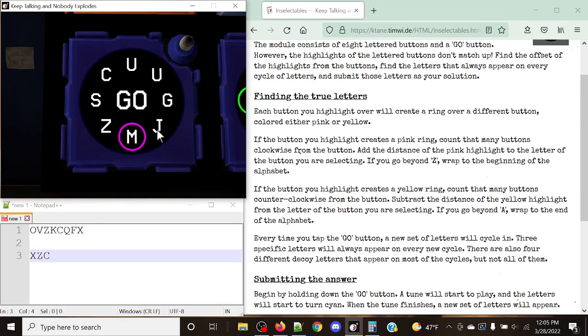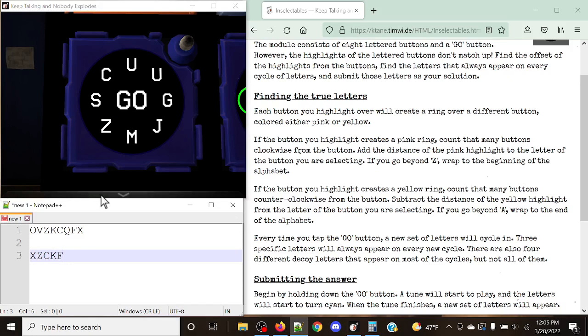Next up, Juliet. Juliet is 1 space clockwise from the ring, so it's going to be adding 1 to Juliet, which is going to be a Kilo. Kilo was present in our previous sequence. Mike is going to be 7 spaces counterclockwise from our current position here. So that's going to be 13 minus the 7, which is going to be 6, which in this case is Foxtrot. Foxtrot was also present in our previous sequence.